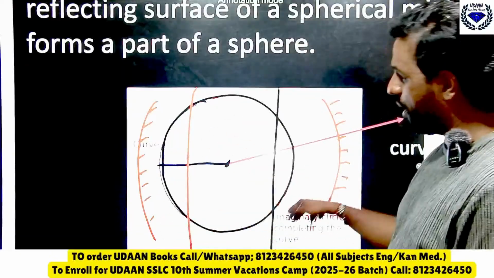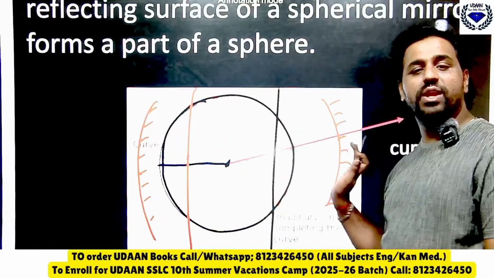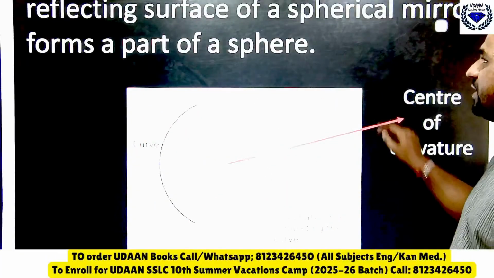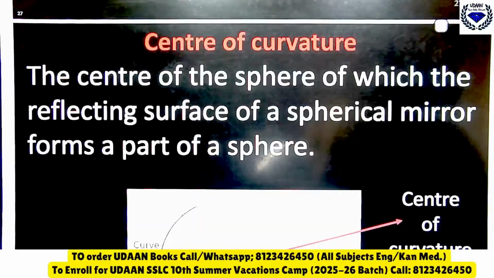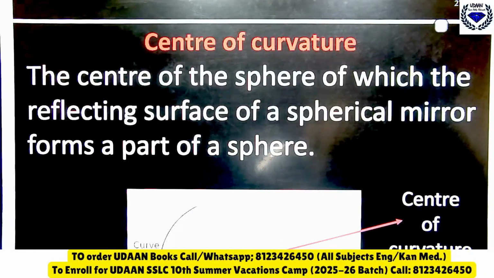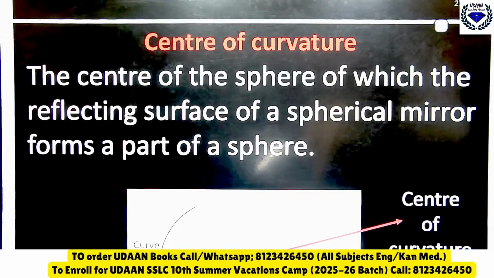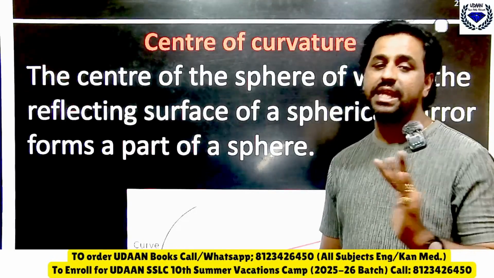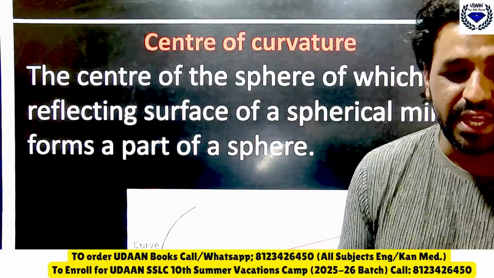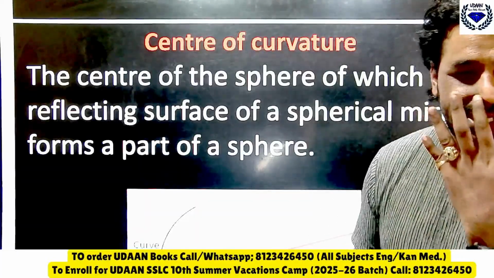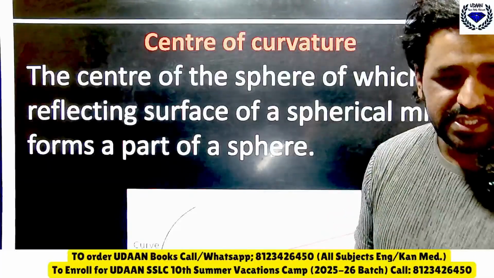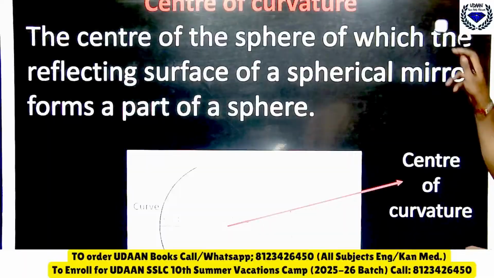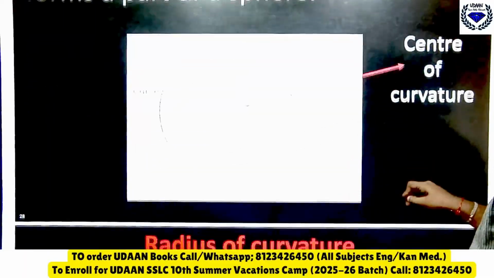This is how from the sphere you will cut and you will get 2 mirrors here. That one we call the reflecting surface. See, the center of the sphere of which the reflecting surface of a spherical mirror forms a part is called the center of curvature. See the definition, in the exam you should write like this only. Nandesh, I hope you people are connecting dear. Moksha, Thanu, yes dear.